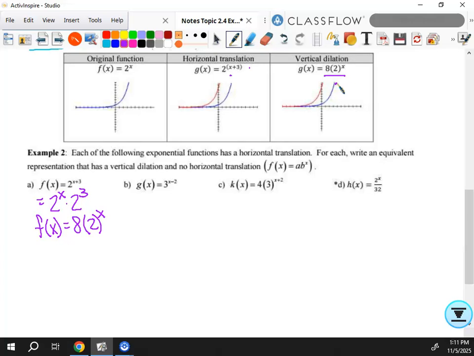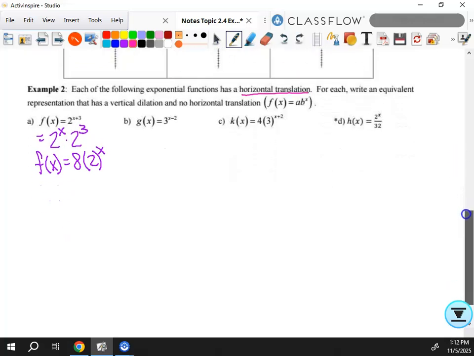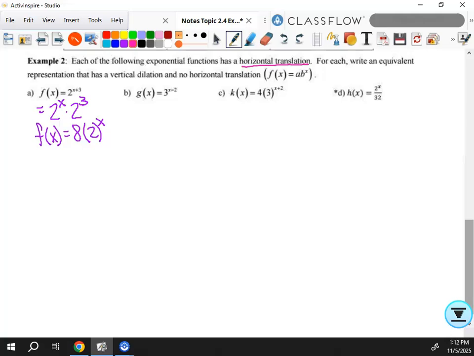All right. Well, we did this one without actually reading the directions, so let's actually read the directions. It says each of the following exponential functions has a horizontal translation, which is actually a falsehood. That's why this has a little star on it, but that's okay. For each, we're going to write an equivalent representation. That's the important part, an equivalent representation that has a vertical dilation and no horizontal translation, right? So that means I'm going to undo that product property. So if I have 3 to the x minus 2, that's going to give me 3 to the x times 3 to the negative 2 power.